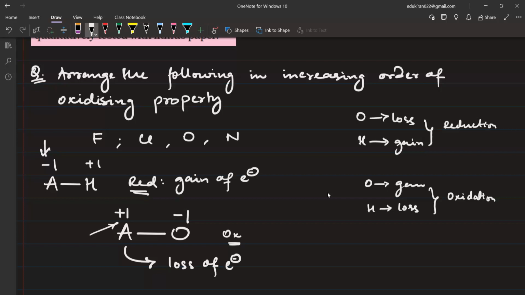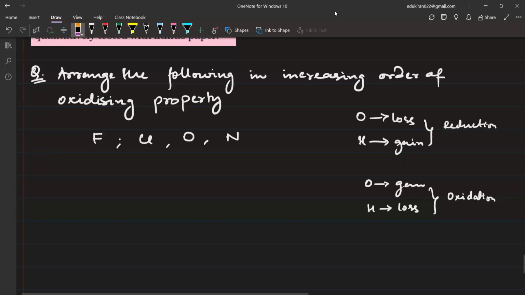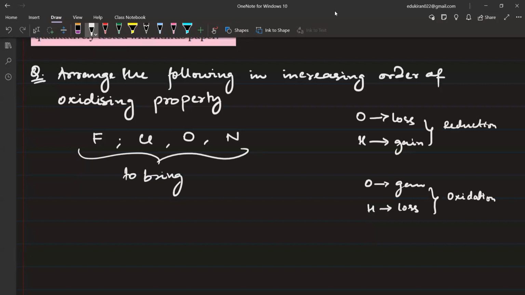Okay. Now, oxidizing property means this: which of the following can oxidize in a very good way? Which of the following can oxidize in a very good way? So out of all these, what should be the highest tendency in oxidation? Positive charge should come, right? In oxidation, what should happen? Positive charge should be there. Now, which of the following elements has the highest tendency to bring positive charge when combined?